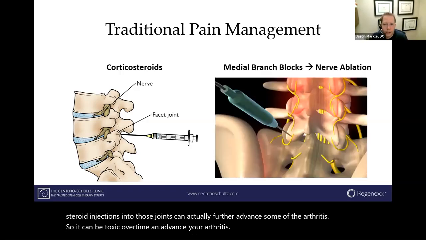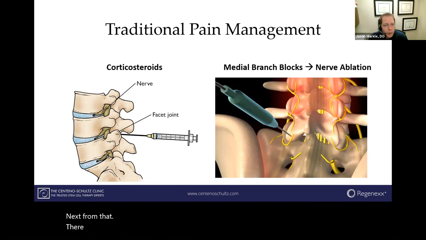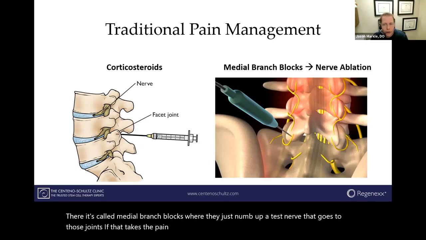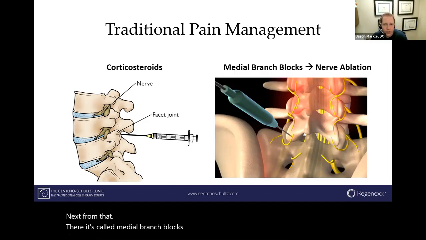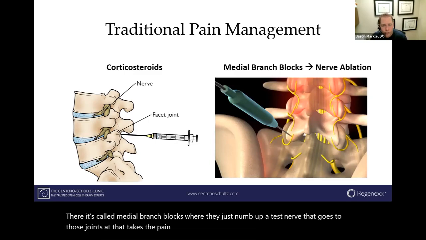Next from that, there are medial branch blocks, where they just numb up a test nerve that goes to those joints. If that takes the pain away, then they go ahead and do a nerve ablation, also known as radiofrequency ablation, where they burn the nerve to that joint.